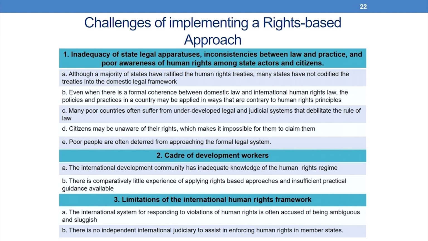Citizens may be unaware of their rights, which makes it impossible for them to claim them. I may not be aware that I am entitled to an employment guarantee program, that I am entitled to demand work, and therefore the state actors can provide me work. I may not be aware of this. So, citizens may be unaware of their rights, and poor people often are deterred from approaching formal legal systems because of the costs engaged in hiring a lawyer, opportunity cost of time spent in court, and the general education and level of skills necessary to engage in litigation.